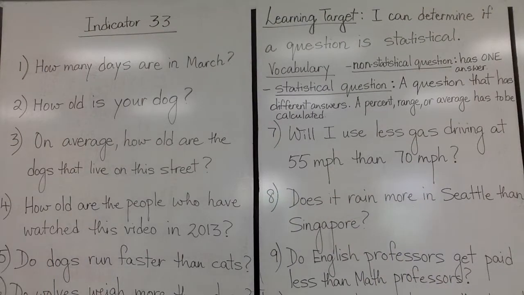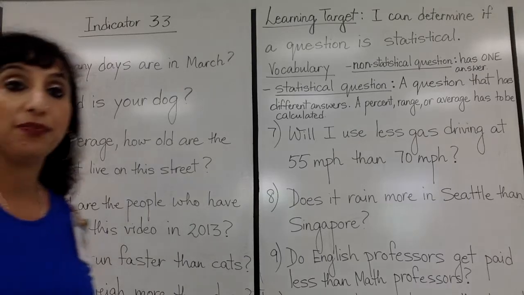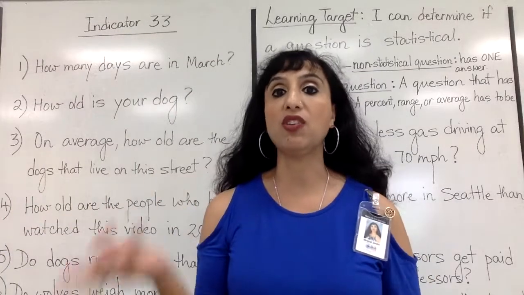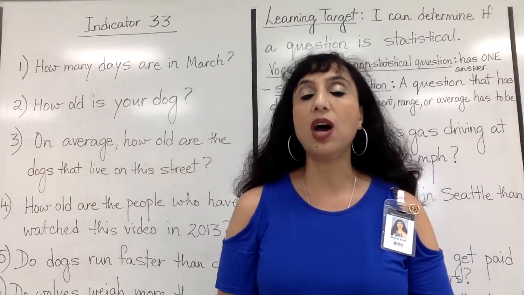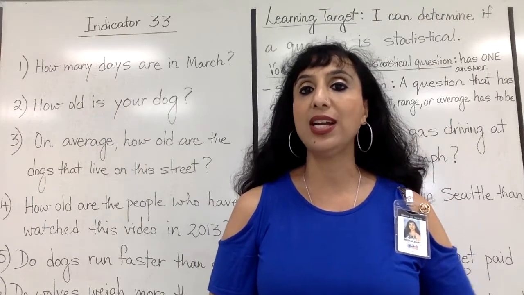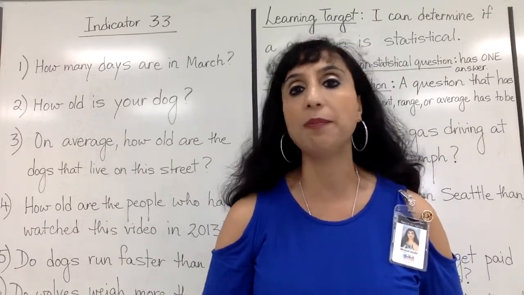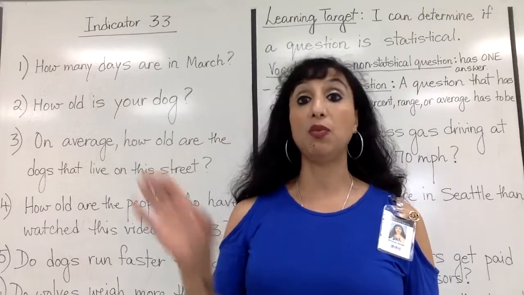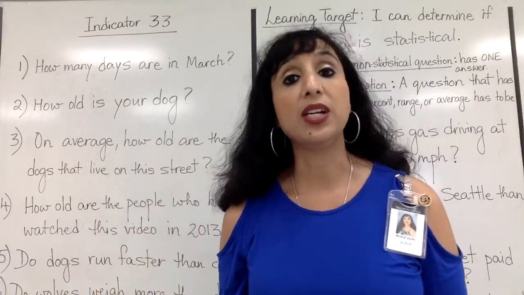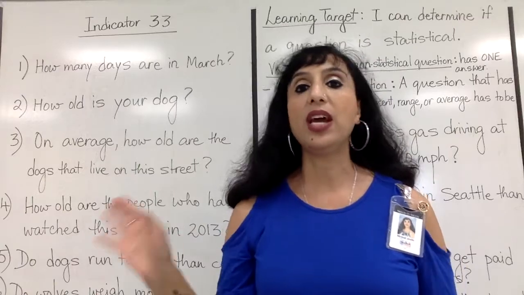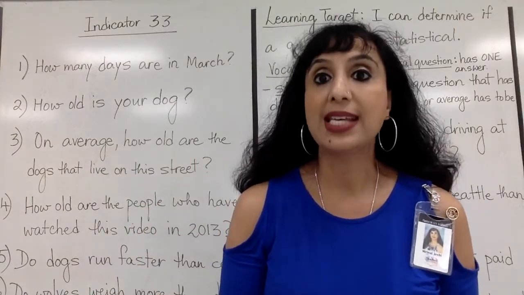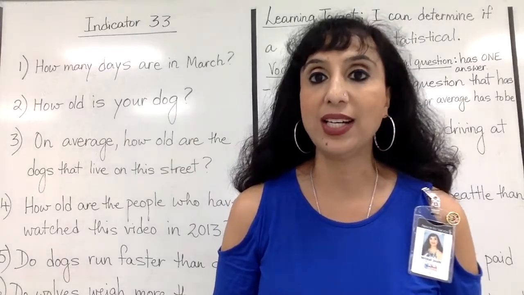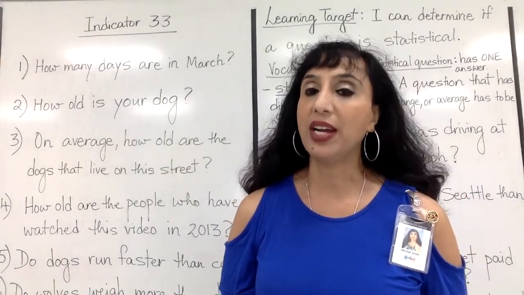On average, how old are the dogs that live on the street? Now, this one, first and foremost, the keyword right there is average. But even if on average was not given, if you are looking at the dogs that live on the street, guys, you might have a little newborn puppy. You might have a 2-month puppy, 4-month puppy. You might have a really old dog, 13 years, 14 years, 15 years. So there is so much variety. And that's what makes a question statistical, because you have to collect all that data and then find an average.